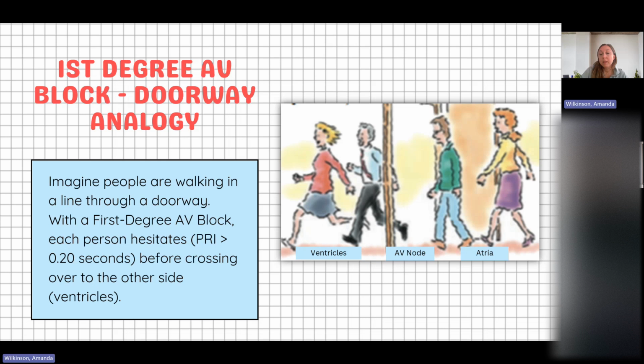So here's a simple way to think about it. Imagine a line of people walking through a doorway, like the electrical signal moving from the atria to the ventricles. In first degree AV block, each person pauses or hesitates at the door, and that's your PR interval delay. They all still get through, and there's nobody that is turned away. They just take a little longer than usual to get through. And we'll use this analogy as we go through our heart blocks.